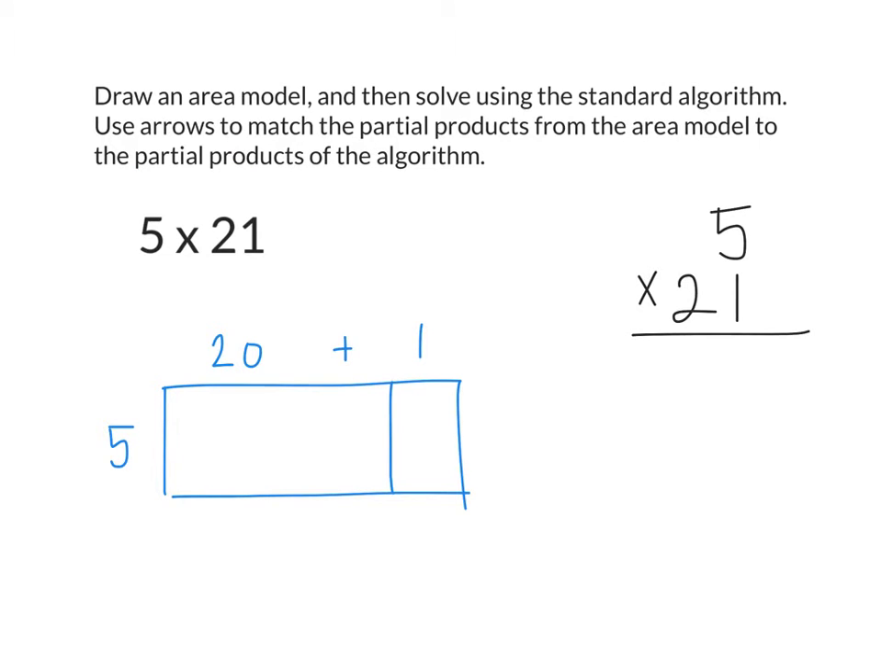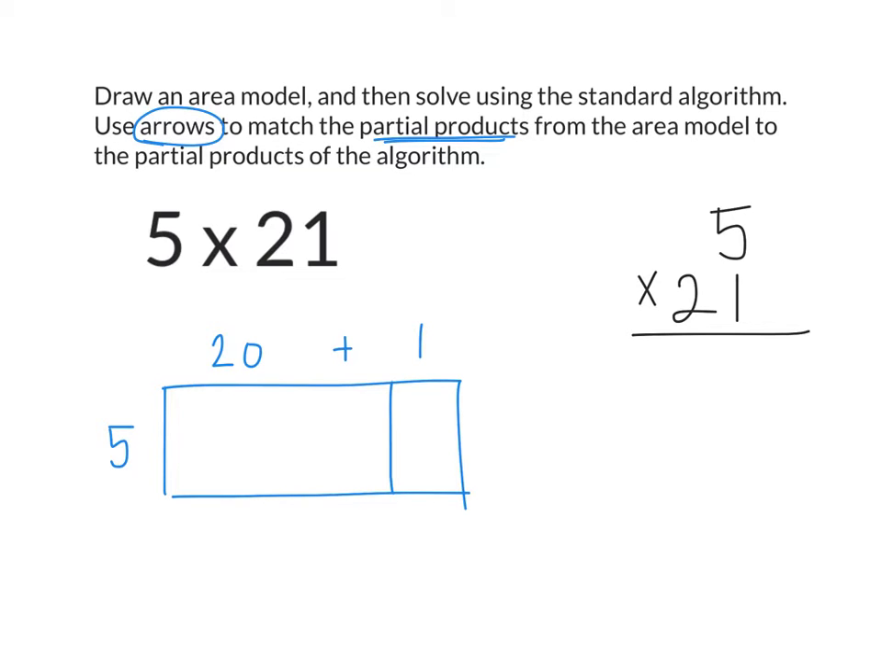Today we are going to learn how an area model is the standard algorithm. So go ahead and write down this problem, 5 times 21, in your notebook. The directions tell us to draw an area model and then to solve it using the standard algorithm. It says to use arrows to match the partial products from the area model to the partial products of the algorithm. Remind me again, what's a partial product? Is it the final answer? No. It's only a part of the final answer. A partial product is part of the product. That's why it's called the partial product.